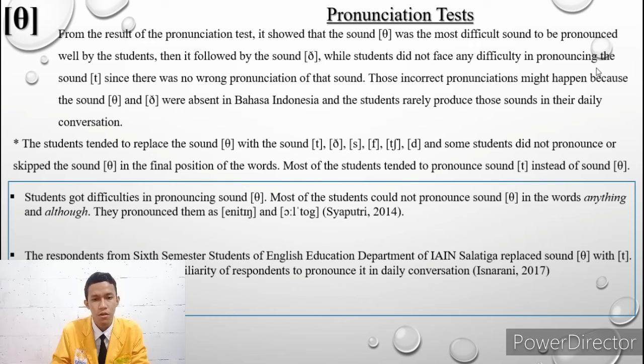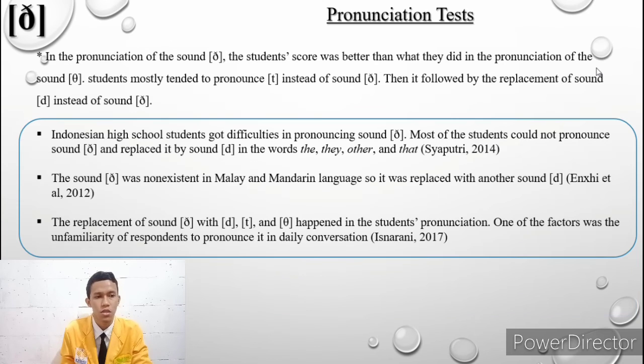A replacement of sound th with ta was also found by research conducted by Isnarani 2017. She stated that one of the factors was the unfamiliarity of respondents to pronounce it in daily conversation. And then, in the pronunciation of the sound the, the students' score was better than they did in the pronunciation of the sound the. The students mostly tend to pronounce the instead of the. Then it was followed by the replacement of sound the instead of the.